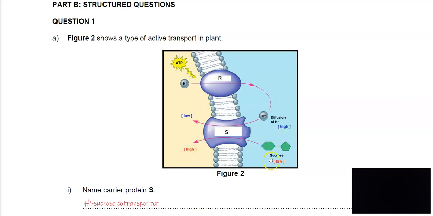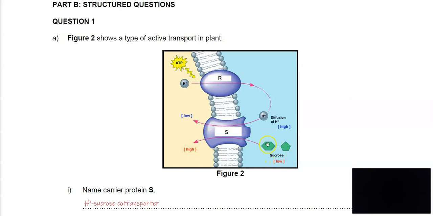So sucrose will be transported from the leaf of the plant that produces the sugar molecule, and then the sugar molecule from the leaf will be transported via the vascular tissue. So it needs to be transported from low concentration to high concentration. So the plant cell needs to have a high sucrose concentration inside the cell. Okay, so the movement is a type of active transport, because it is from low concentration of sucrose to high.